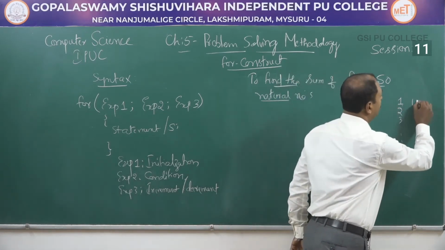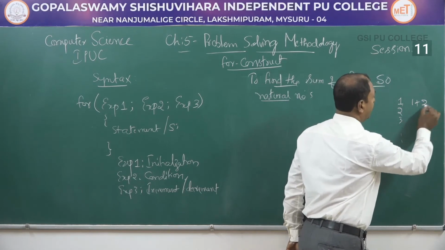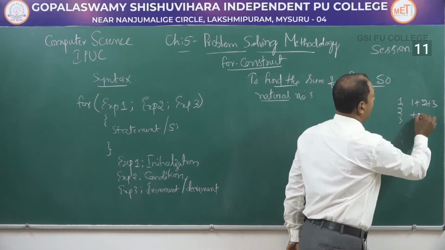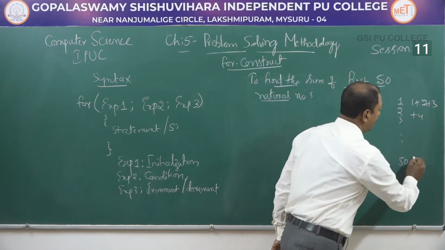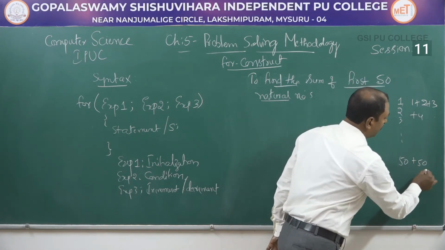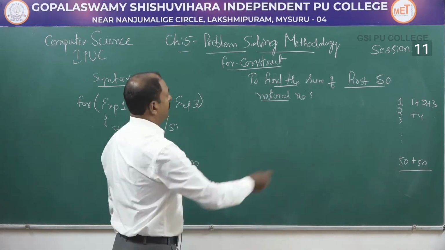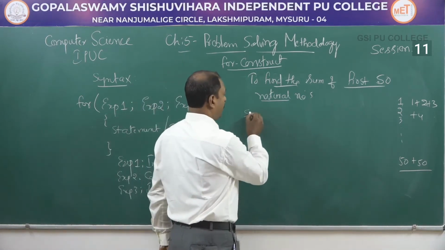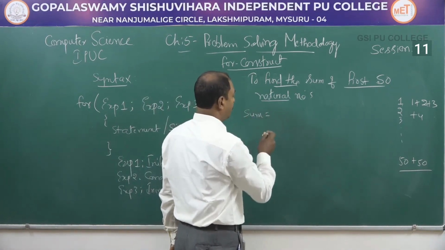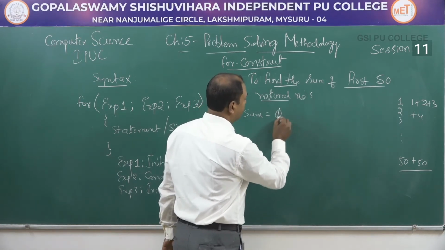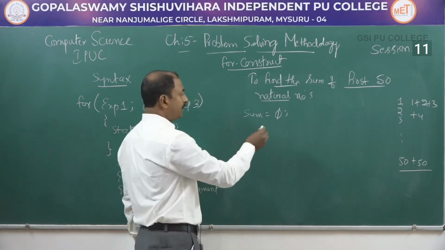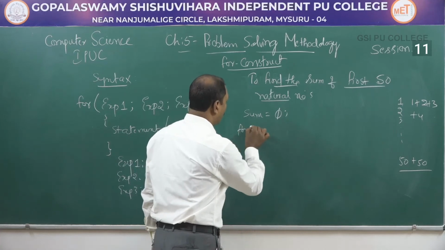It is 1 plus 2 plus 3 plus 4, keep on adding up to plus 50. Then we have to print the sum of these numbers. We'll start with, at the beginning, let us assume one variable sum. Let it be 0 at the beginning. Sum is 0. Now we are using a for loop.